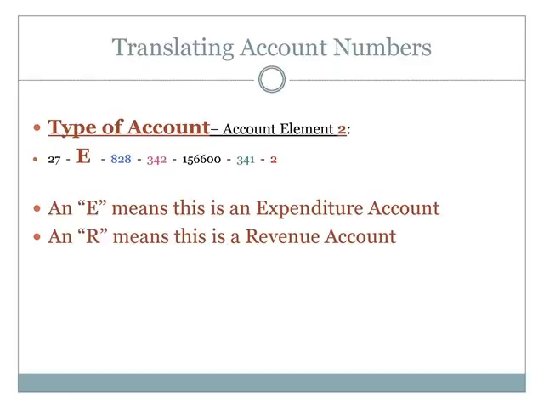The second element of the account number is an alpha field identifying whether or not the account number being used is an expenditure account or a revenue account. The use of E identifies the account number as an expenditure account. An R identifies the account as a revenue account.